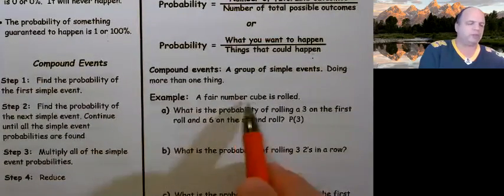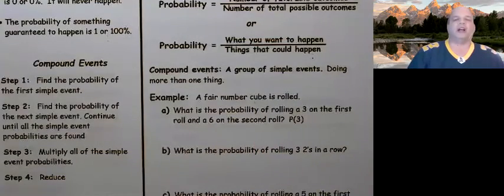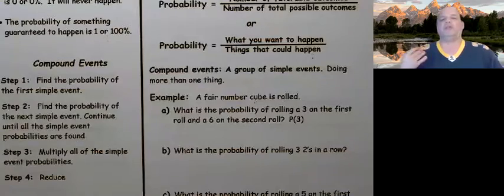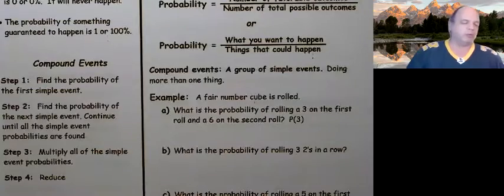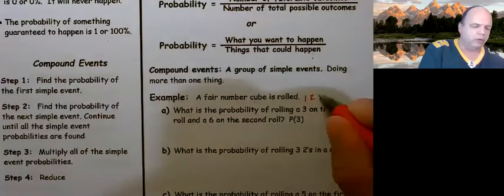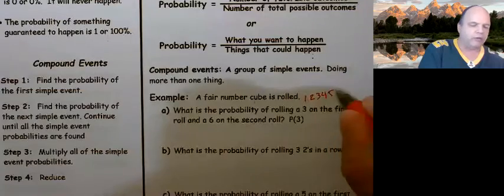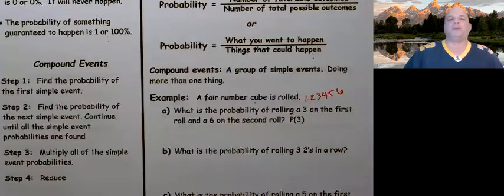It says a fair number cube is rolled. The cube is six-sided. When they say a fair number cube, they mean a fair six-sided die. I'm just going to tell you really quickly that whenever you do problems in probability, it really helps to make a sample space, and it can be really simple. When I roll a die, I can either get a 1, 2, 3, 4, 5, or 6. That's all my possibilities, and your possibilities are known as a sample space. So my sample space is 1, 2, 3, 4, 5, or 6.